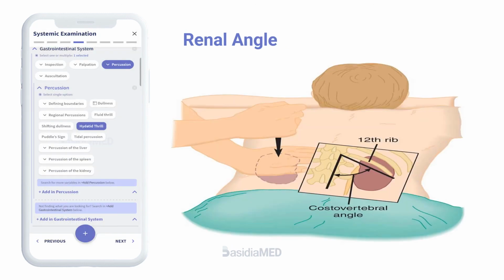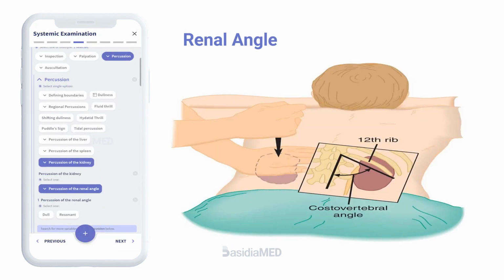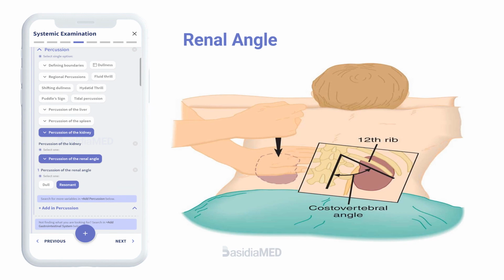Normally, the renal angle is resonant due to the colon underneath. In kidney enlargement, angle is occupied by the enlarged kidney in a deeper plane, reflecting the colon in front and medially, making it dull on percussion.